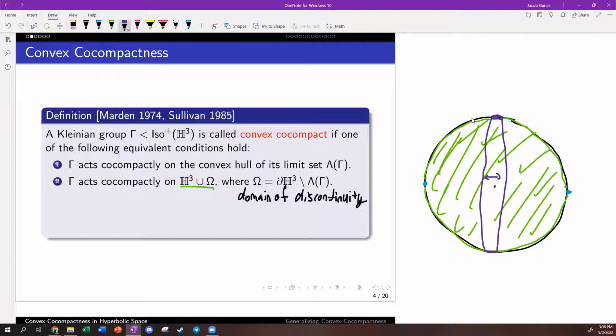And this is very much related to north-south dynamics, if you've ever heard of these. I have an attracting point on one side and a repelling point on the other side. And so when I remove those 2 points, I get a nice group action on what remains.